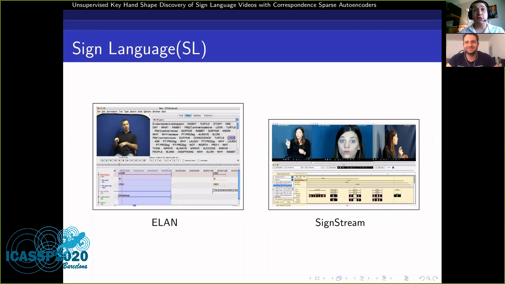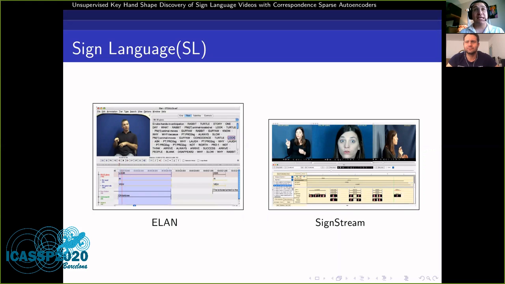Sign language is the native language of the deaf, and each deaf community uses its own sign language to communicate. Recognition of sign language is a difficult task which often requires tedious annotations by sign language experts. Today, these annotations are performed using tools like the ELAN Linguistic Annotation Tool and the SignStream tool, which is designed to facilitate linguistic annotation and analysis of video data from American Sign Language.